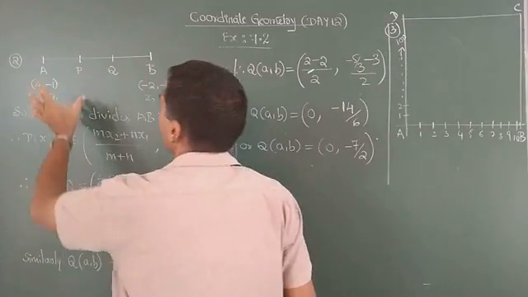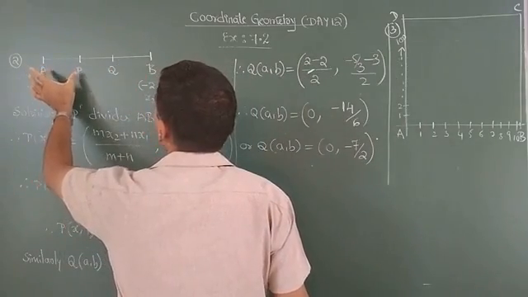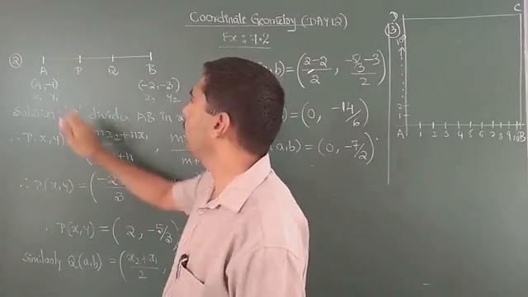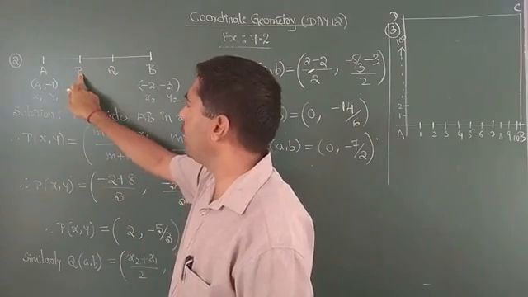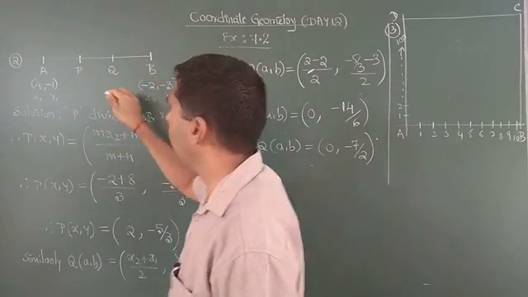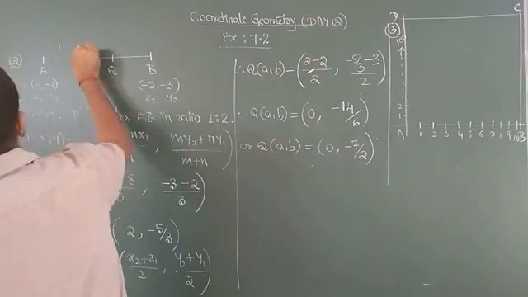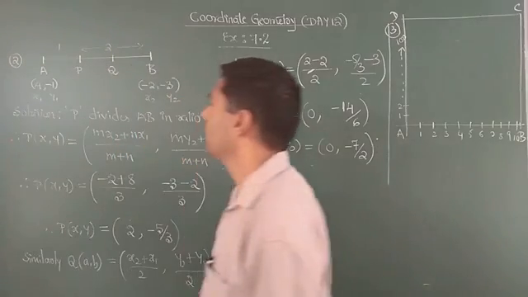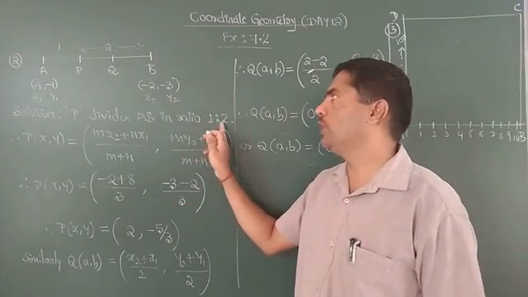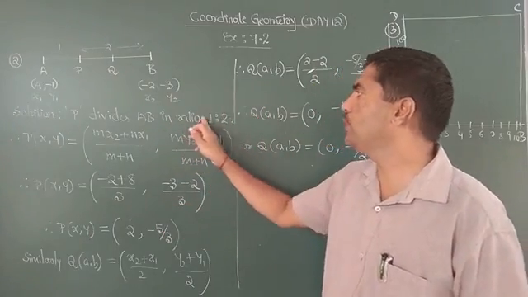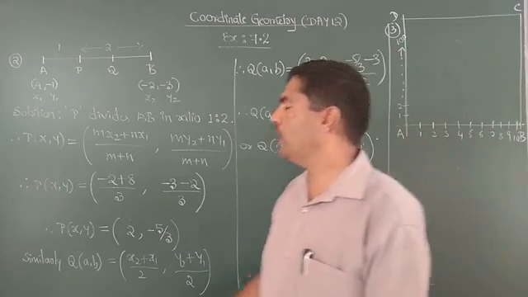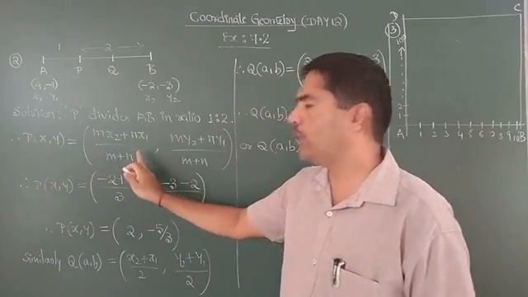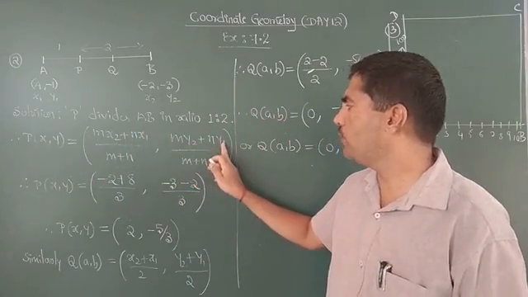As discussed in the previous example, AP equals PQ equals QB. That means P divides AB in the ratio 1:2, that becomes m:n. Then find the coordinates of P. P(x, y) = (mx2 + nx1)/(m + n), (my2 + ny1)/(m + n).